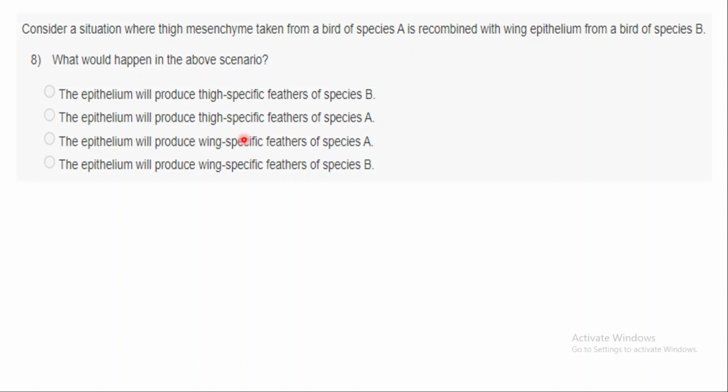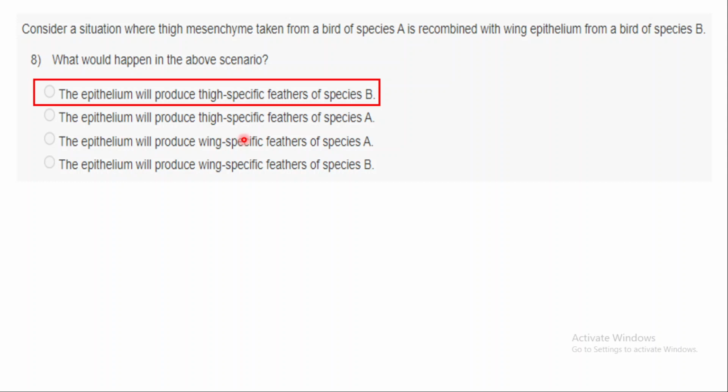Ajay and Sakshi are answering option 2. So you have to read the question again. Thigh mesenchyme taken from a bird of species A is recombined with wing epithelium from a bird of species B, right? And then you guys are answering option 2, epithelium will produce thigh specific feathers of species A. Okay, let us see what is the correct answer since you all have answered.